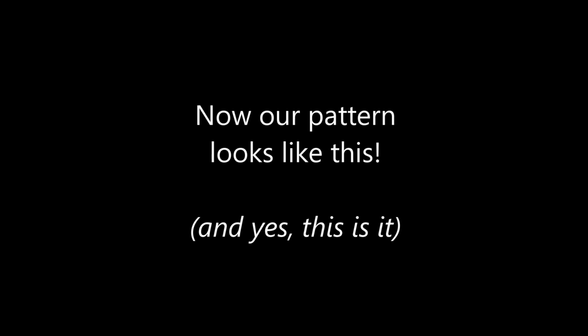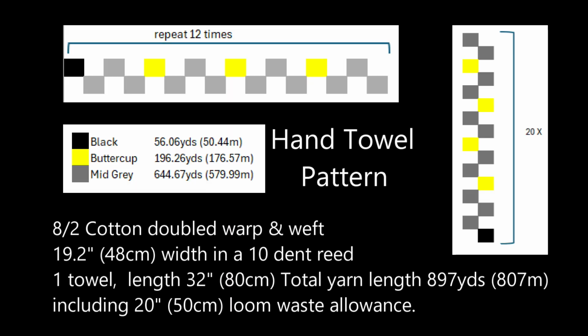And now our pattern looks like this. And yes, this is it. So we have our warp order and our repeats, our weft pick order and repeats. I've added the yardage and meterage to the colour chart so you can see at a glance how much you need for each colour. 8/2 cotton doubled, warp and weft, 19.2 inches or 48 centimetre weaving width in a 10 dent reed. 1 towel, length of 32 inches or 80 centimetres, total yarn length 897 yards or 807 metres, including a 20 inch or 50 centimetre loom waste allowance.